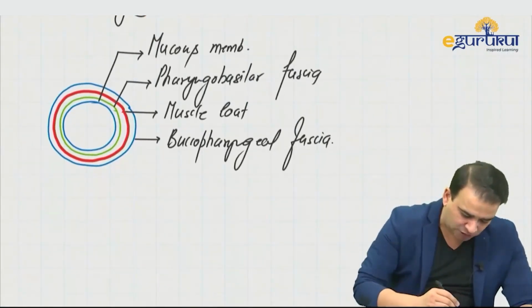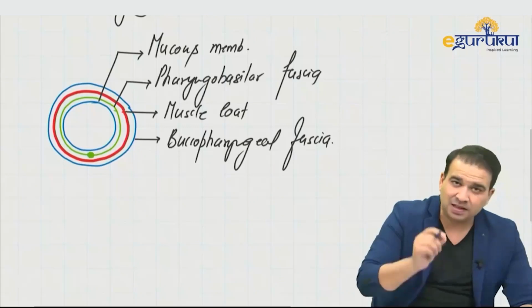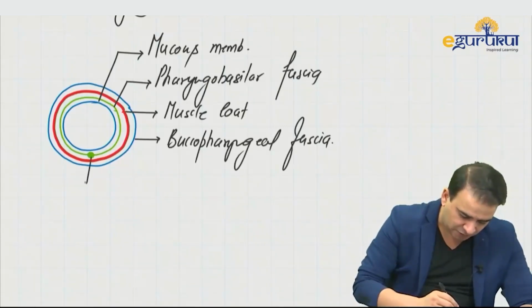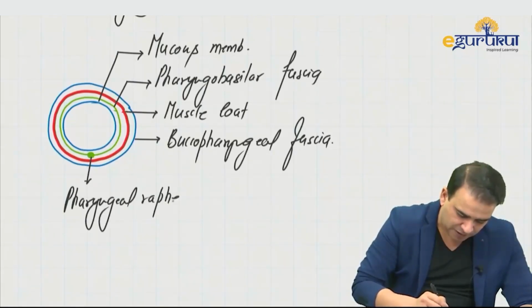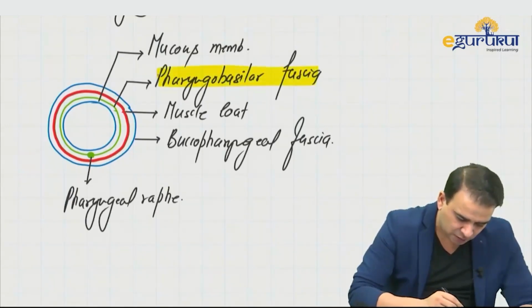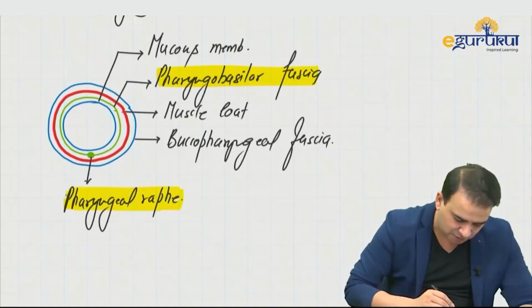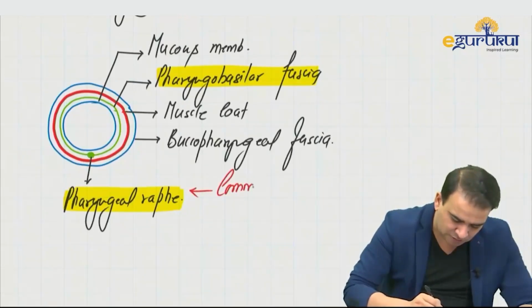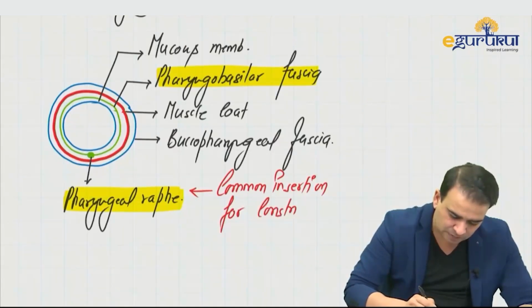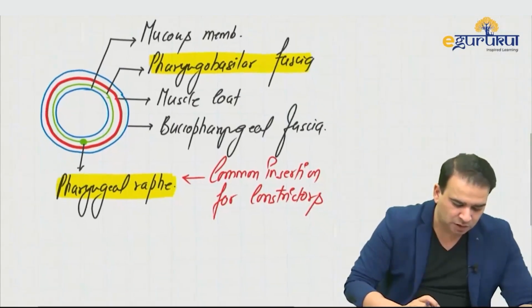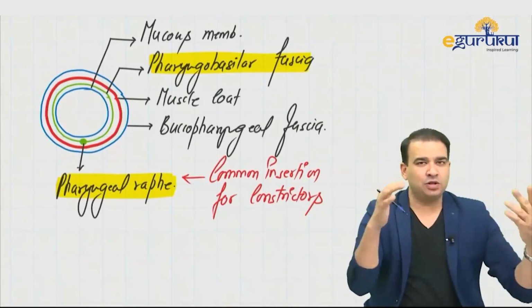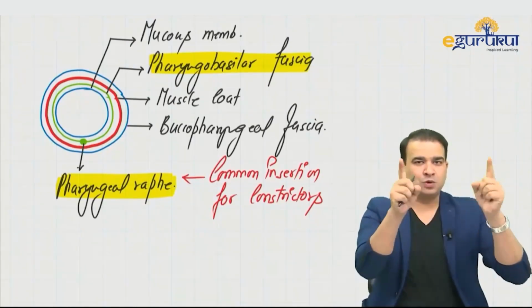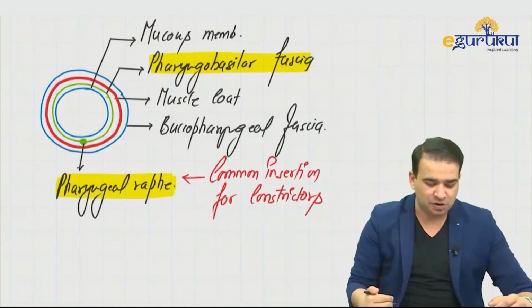Now this pharyngobasilar fascia on the posterior aspect has a longitudinal thickening, and that is called the pharyngeal raphe. So please remember, it's the pharyngobasilar fascia which on the posterior wall will form a linear thickening, called the pharyngeal raphe. What is the importance? This pharyngeal raphe is the common insertion for all the superior, middle, and inferior constrictor muscles. They have a different origin, I'll talk about those origins also, but when they come posteriorly, they are attached to this one line that is called the pharyngeal raphe.